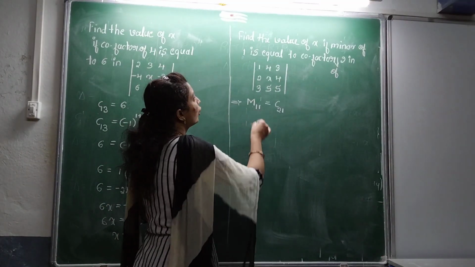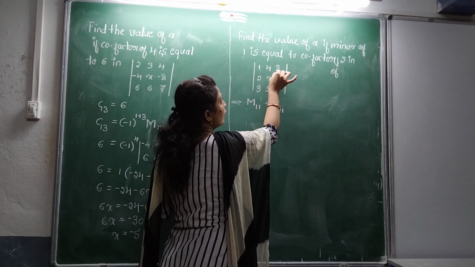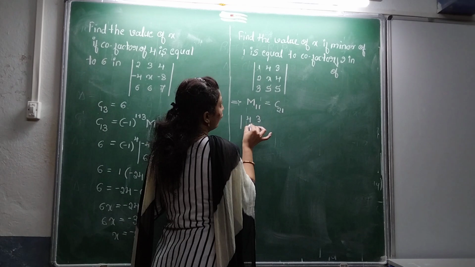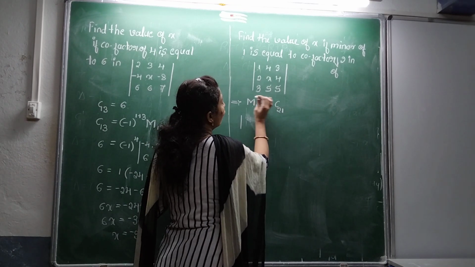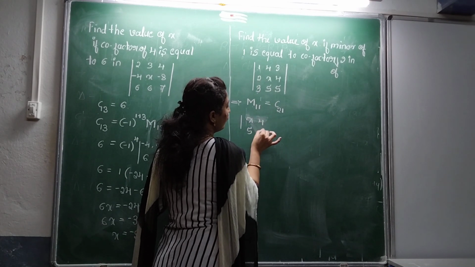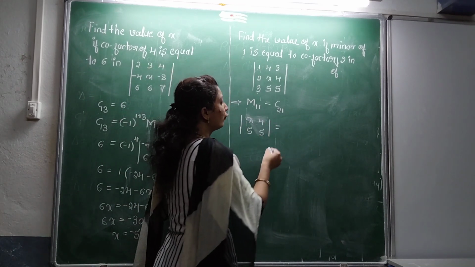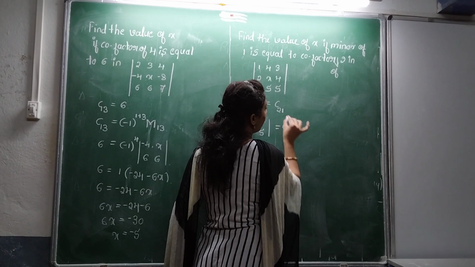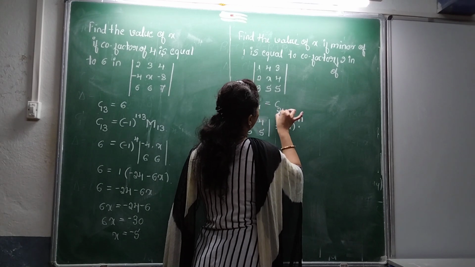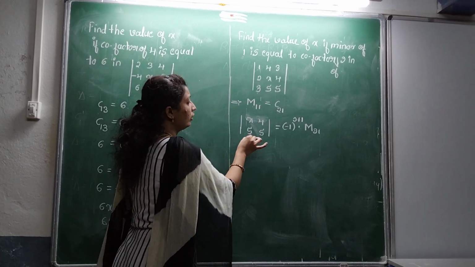So now solve M11. For the M11 value, we leave the first row and first column, so the elements are x, 4, 5, 5. And this is equal to the cofactor of 2. The cofactor of 2 can be defined as minus 1 to the power 2 plus 1 into the minor of 2, 1. And now solve the determinant.